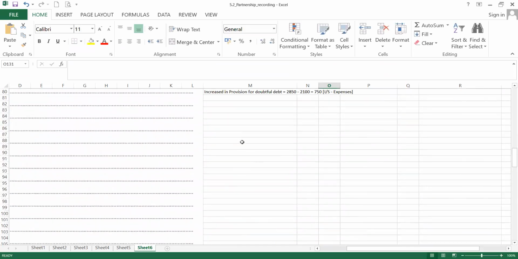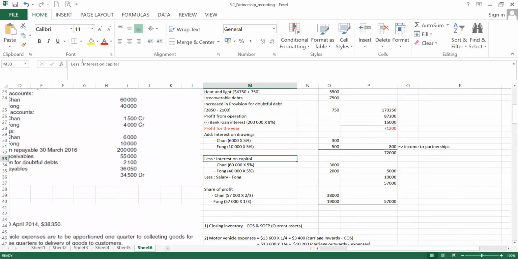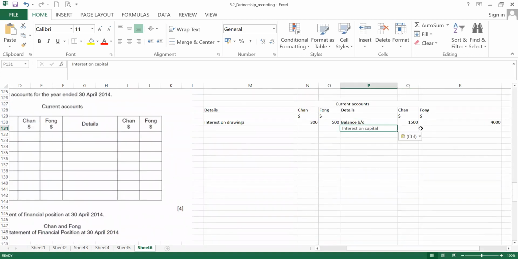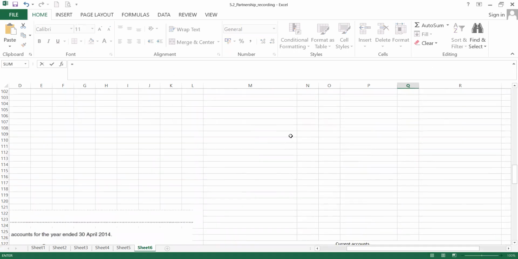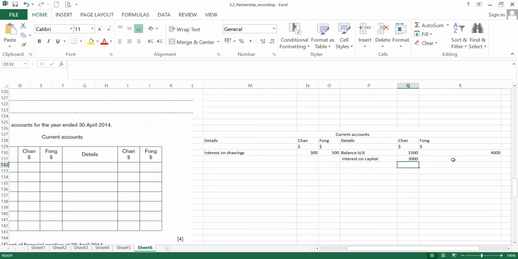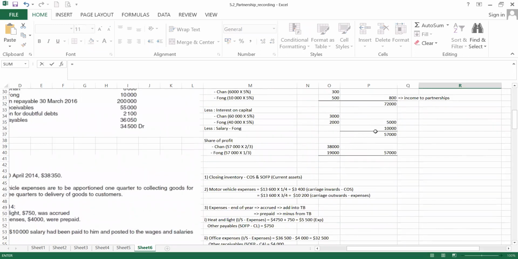Next is interest on capital. Interest on capital is an expense to the partnership, but it's an income to the partner. So we put interest on capital on the credit side. How much? 3,000 and 2,000. Next, there is a salary given to the partner. The partner gets a salary here, 10,000.